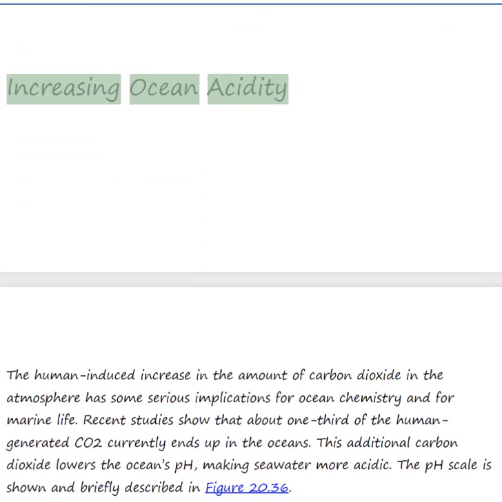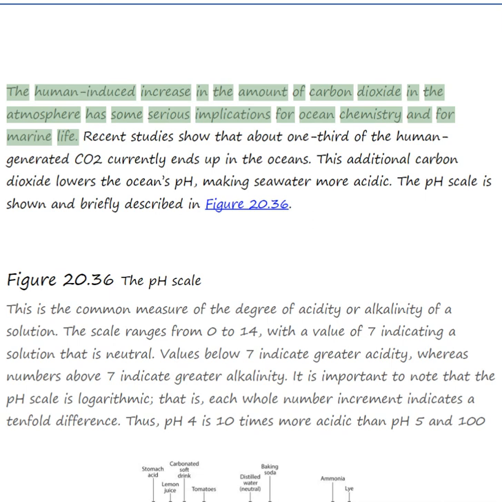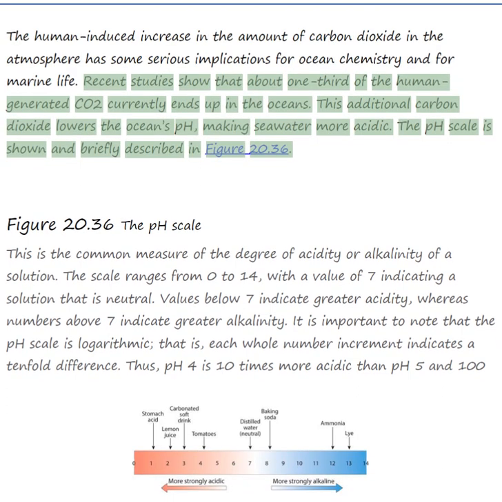Increasing ocean acidity. The human-induced increase in the amount of carbon dioxide in the atmosphere has some serious implications for ocean chemistry and for marine life. Recent studies show that about one-third of the human-generated CO2 currently ends up in the oceans. This additional carbon dioxide lowers the ocean's pH, making seawater more acidic. The pH scale is shown and briefly described in Figure 20.36.